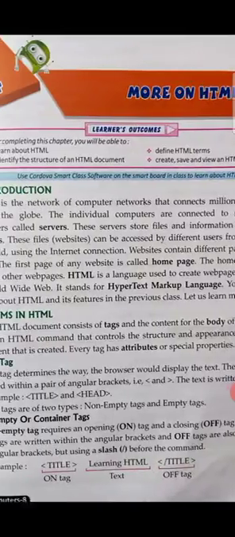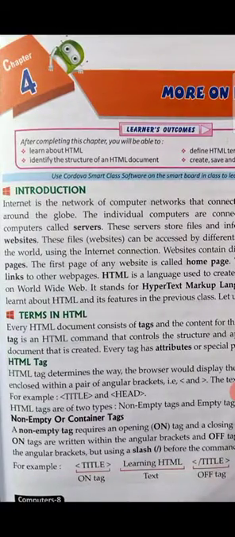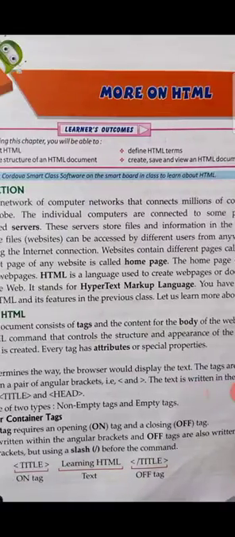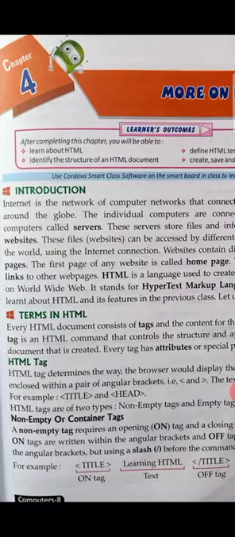Websites contain different pages called web pages. The first page of any website is called the home page. Whenever we go on any website, the first page is known as home page and all other pages are known as web pages. The home page contains links to other web pages. HTML is a language used to create web pages or documents on the World Wide Web.